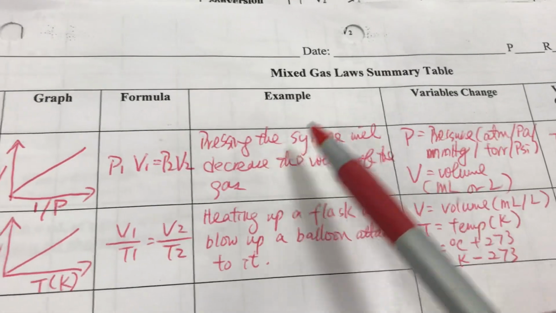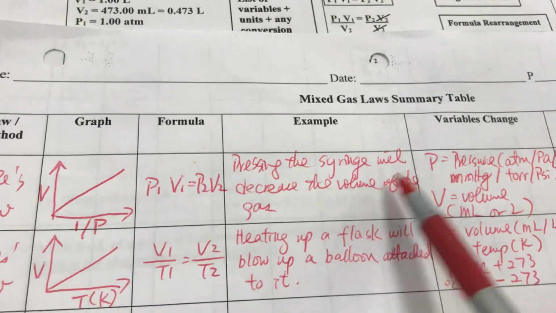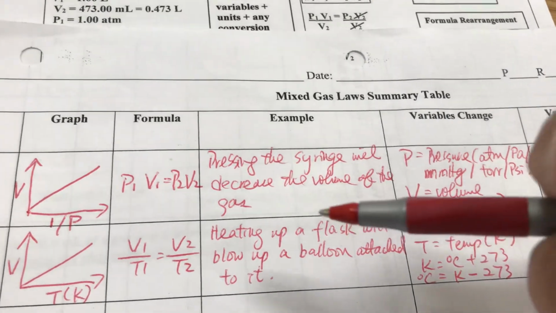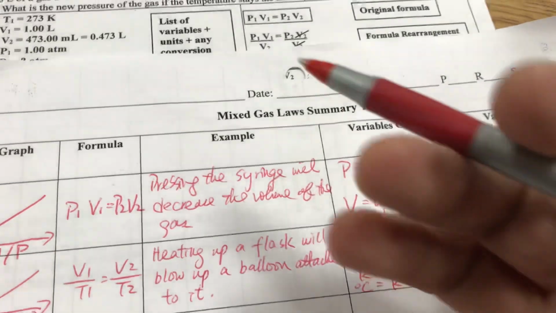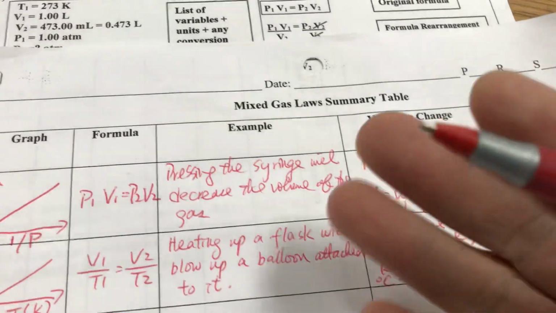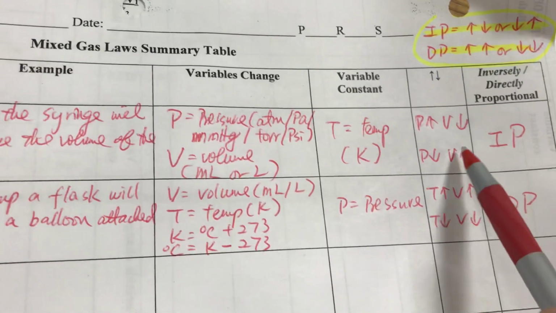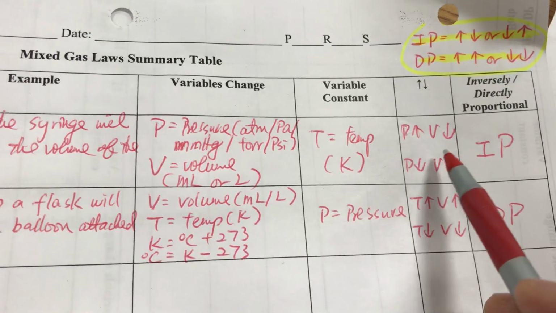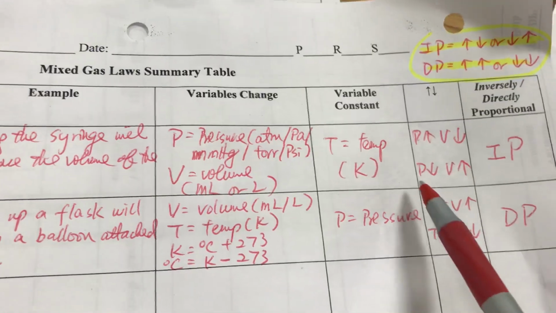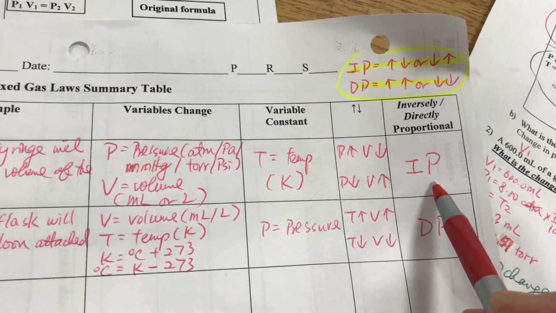So the example here is, if you're pressing the syringe, it will decrease the volume of the gas. Now when you keep pressing the syringe, you increase the pressure, but then your volume will decrease. When you release the syringe, you decrease the pressure, but you increase the volume. So in this case, the volume and the pressure go in two different directions, one goes up, one goes down, or one goes down, one goes up. So they are actually inversely proportional.